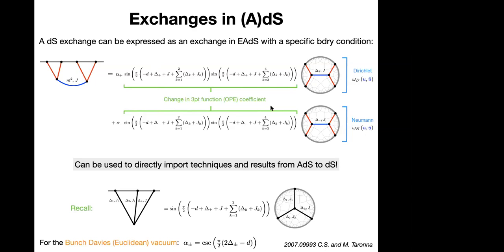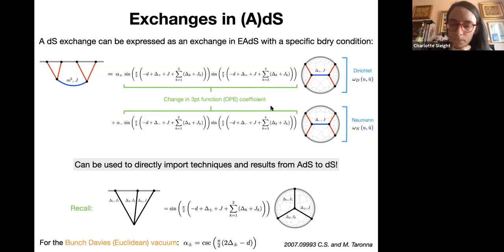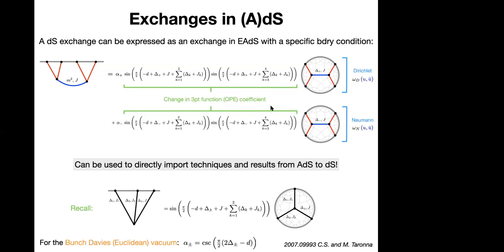Sorry, just related: the Dirichlet 4-point function in AdS corresponds to 4 operators of dimension, let's say delta, whereas the Neumann prescription would correspond to insertions of operators of dimension d minus delta. Is this right? Yes. So it would be a linear combination of 2 different kinds of correlators of operators of different dimensions.